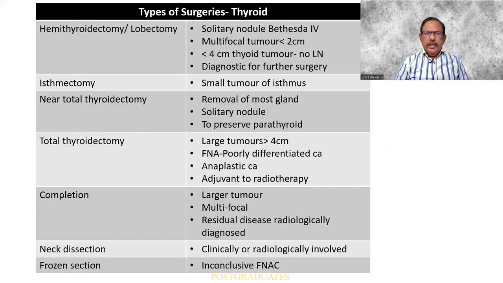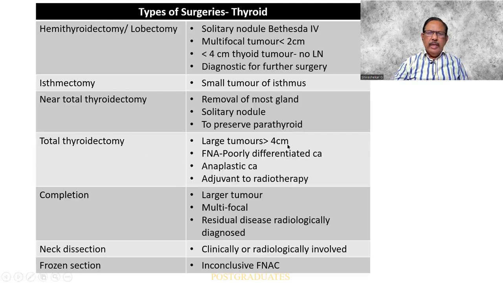The types of thyroid surgery and their indications again are given in a tabular form. I would like you people to kindly go through it. Hemithyroidectomy or lobectomy, for example, Bethesda score 4. And also if the nodule is going to be small, probably we are convinced that the lobectomy alone will be sufficient. Sometimes it is done for a further histological diagnosis. Isthmectomy, again when a small nodule is confined to the isthmus alone. Near total removal of most of the gland in a case of a large nodule and also to preserve the parathyroid as I had mentioned.